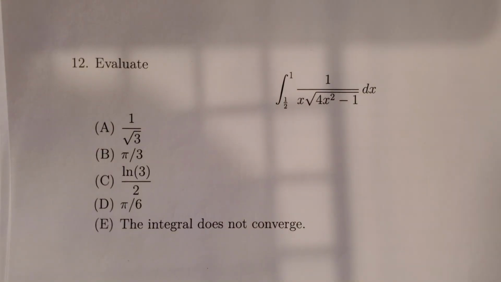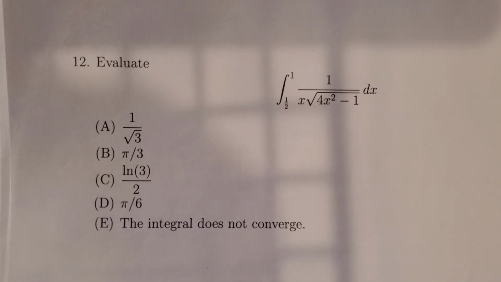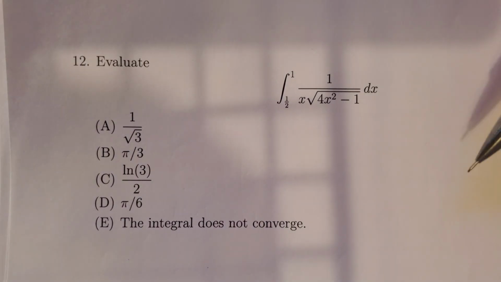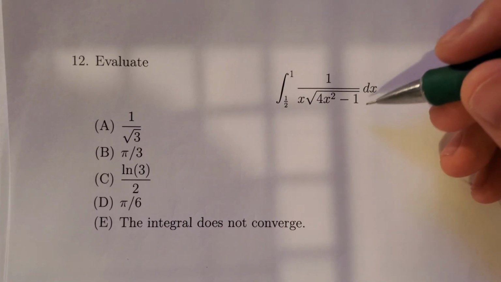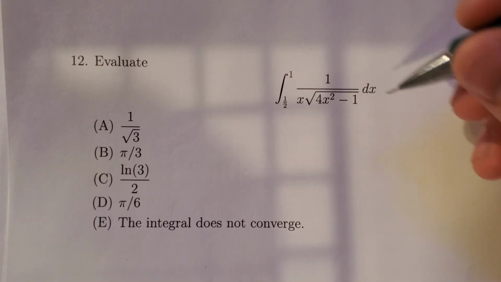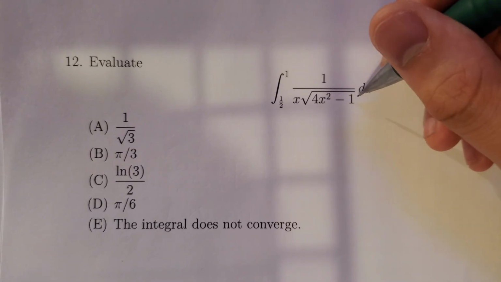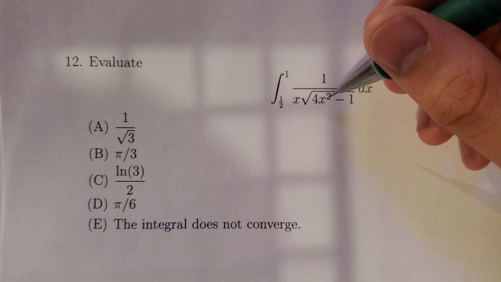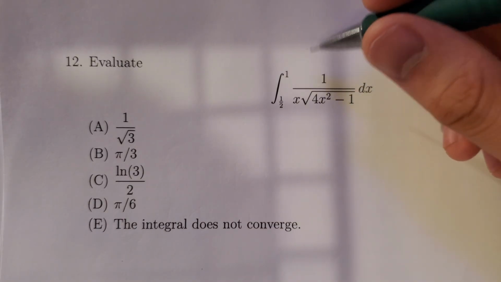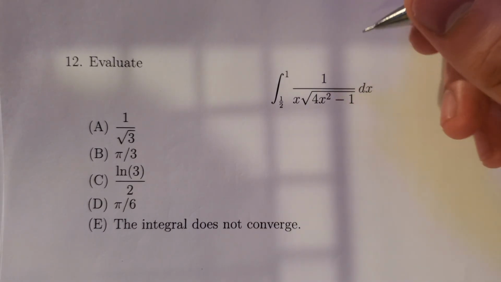All right, number 12. Evaluate the integral of 1 over x times the square root of 4x squared minus 1 dx. Right off the bat, this integral is going to be a trig substitution integral. You can tell by looking at this square root, this 4x squared minus 1 portion. If you look at it closely, this is leading towards some sort of secant substitution.